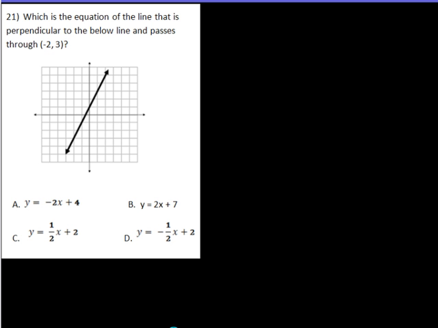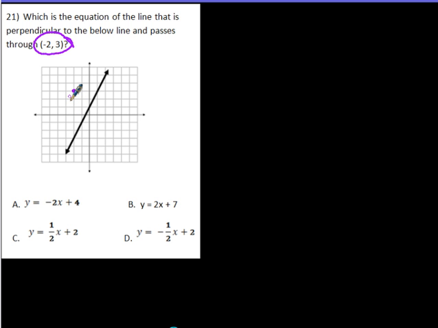You could test the point in all of those and make sure that it works. I bet it works in more than one. In fact, I hope it does. I haven't tried it, but you know what? I'm not going to mess with all of that. I'm going to go. And it says go through the point negative 2, 3. So negative 2, up 3, 1, 2, 3.